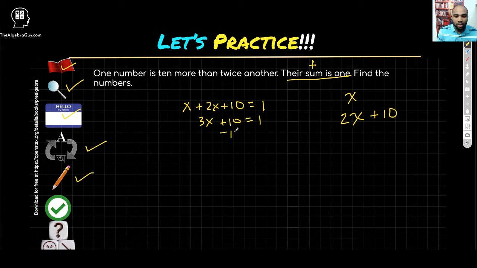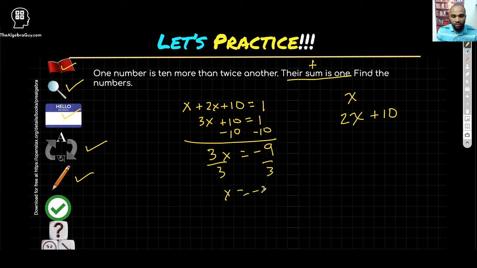And I'm going to subtract 10. 3x equals negative 9. Divide by 3. X equals negative 3. So one of our answers is negative 3. This right here is going to be our negative 3. This is going to be 2 times negative 3 plus 10. It's negative 6 plus 10, which is positive 4. So we have 2 answers, negative 3 and 4.